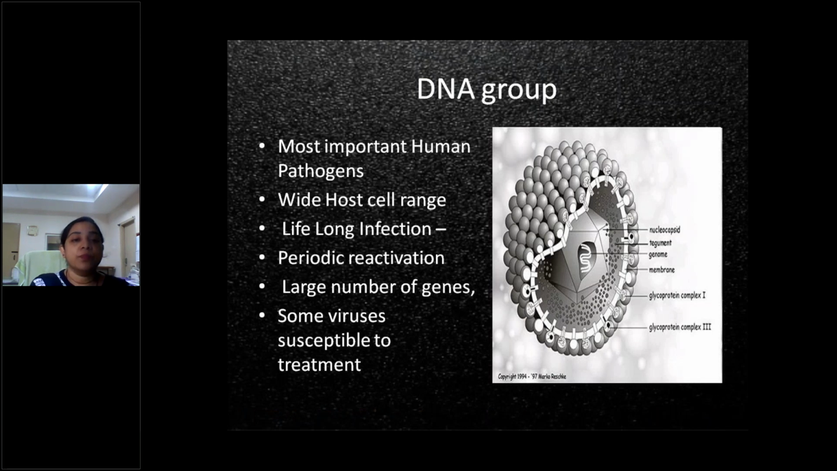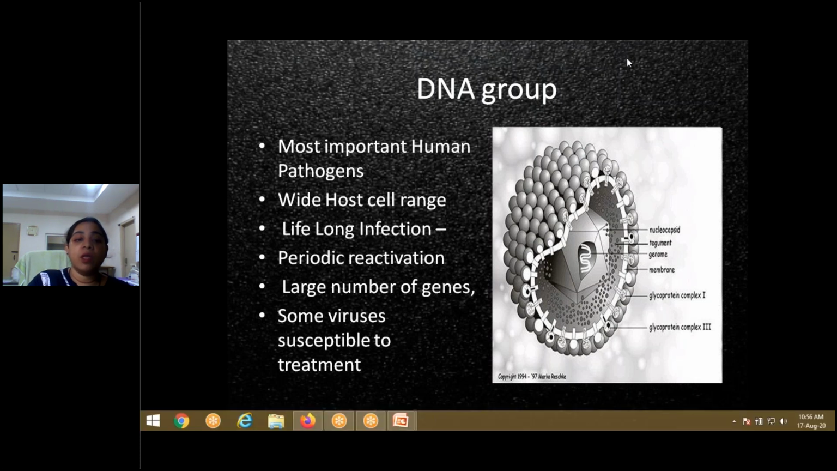Herpesviruses are the most important human pathogens with a wide host cell range, and they usually cause lifelong infection. Periodic reactivation is common, and the genome usually consists of a large number of genes. However, some of these viruses are susceptible to treatment.